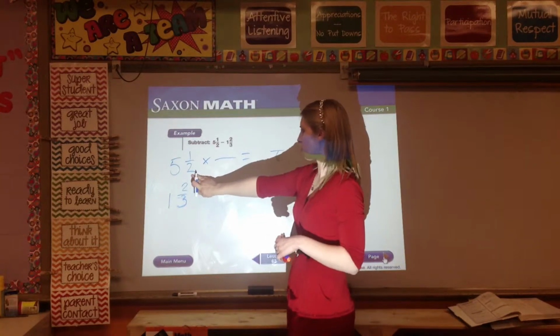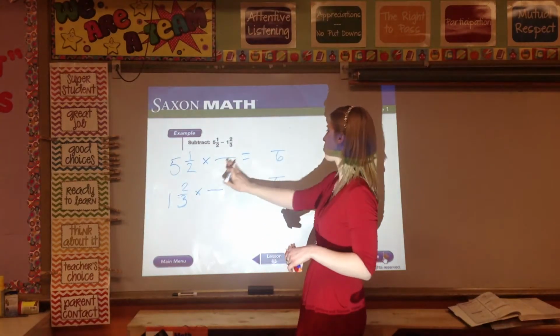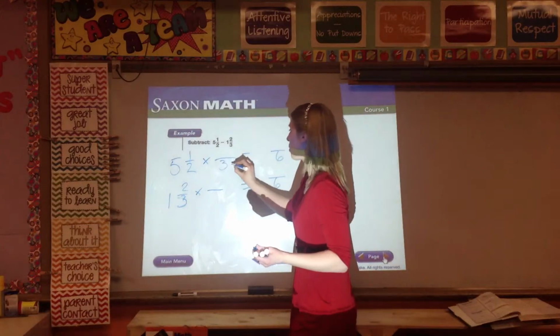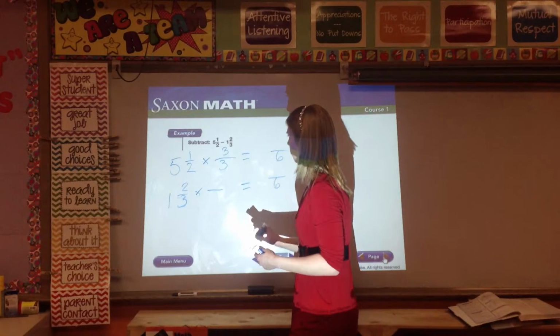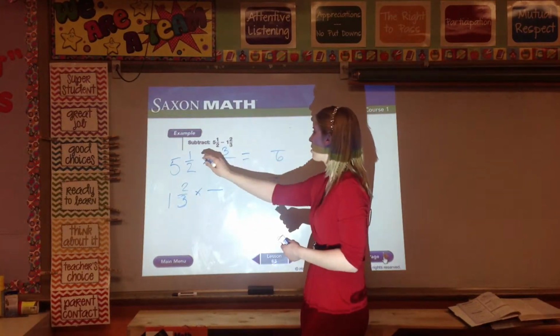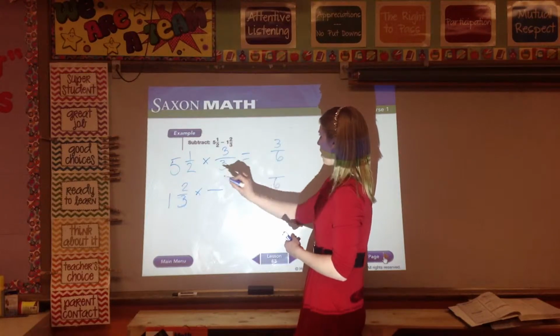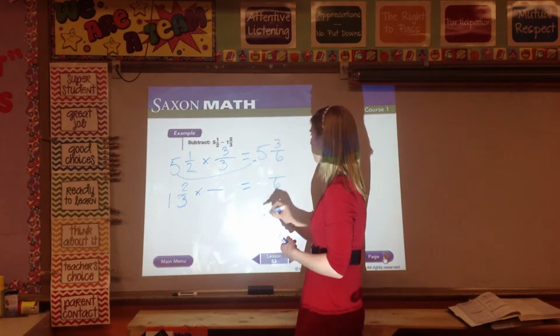So we look at just our 1/2, we'll ignore the whole numbers right now. We have 2 times what equals 6? 3. What we do to the bottom, we do to the top. And then that'll be 1 times 3 is 3/6. And we'll just shoot that 5 right on over.